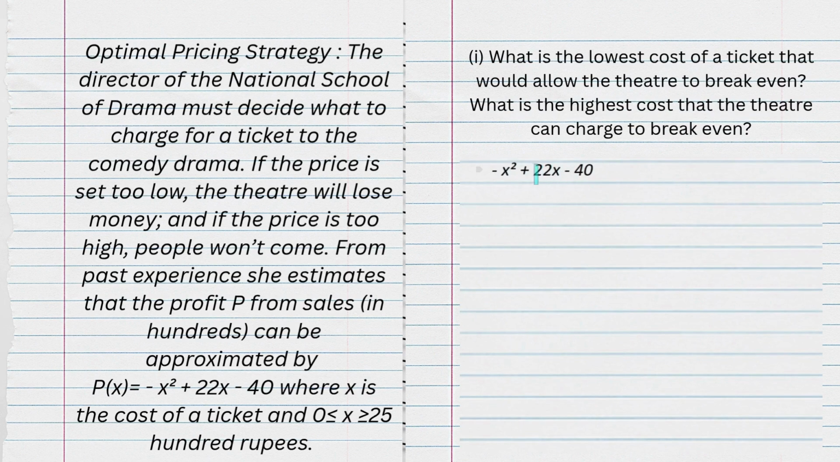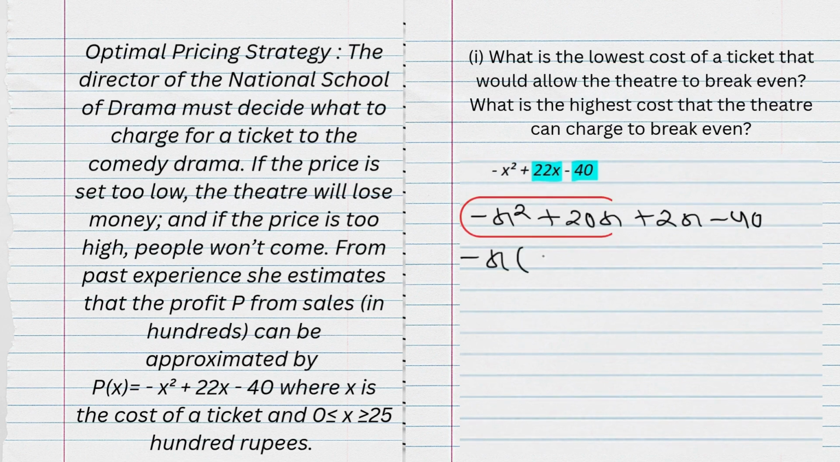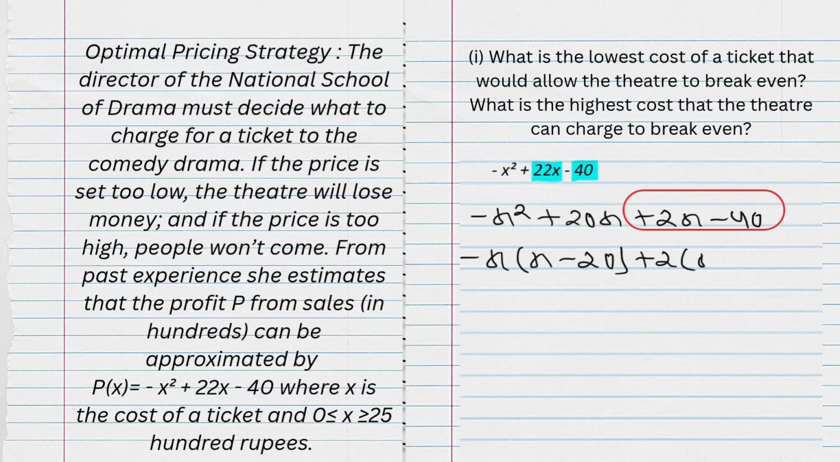So in order to factorize this, we are going to split 22x in the factors of 40. So what we can write over here, this is negative x squared. I can split 22x as what? 20x plus 2x minus 40. Now taking negative x as common, we'll get x minus 20, and taking 2 common from the last two terms, we'll get this as x minus 20.